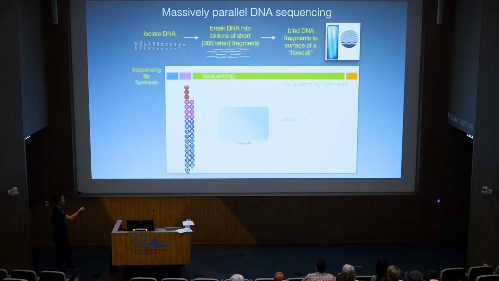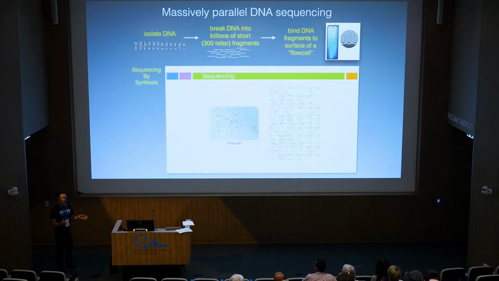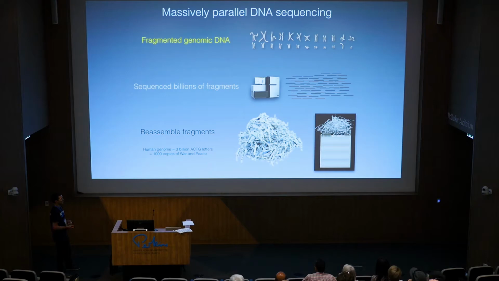But the key thing in this sequencing by synthesis approach is that it's doing it for 20 billion different fragments of DNA simultaneously all over the surface of this flow cell. So it generates this vast amount of information. Then what we have in these experiments, which can generate huge amounts of information, becomes a computational challenge where we take a genome, fragment it into many billions of fragments, and then we have to reassemble them back together and figure out where they came from.